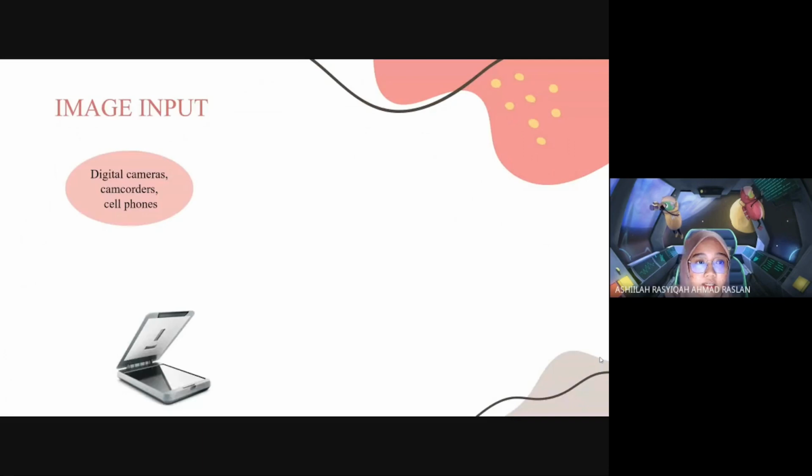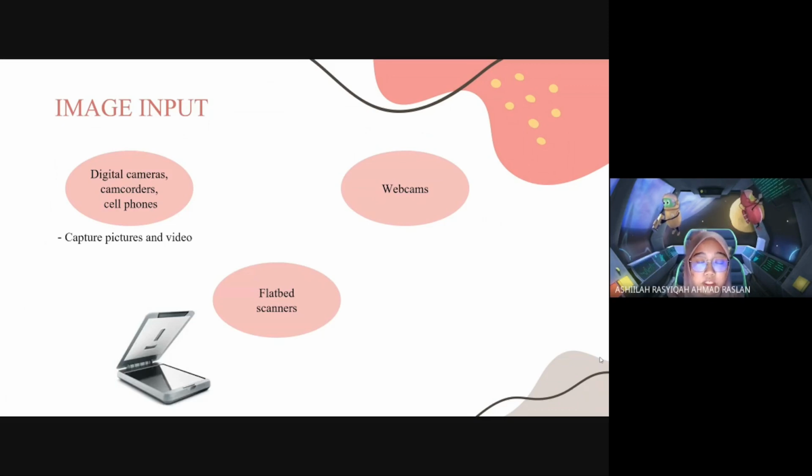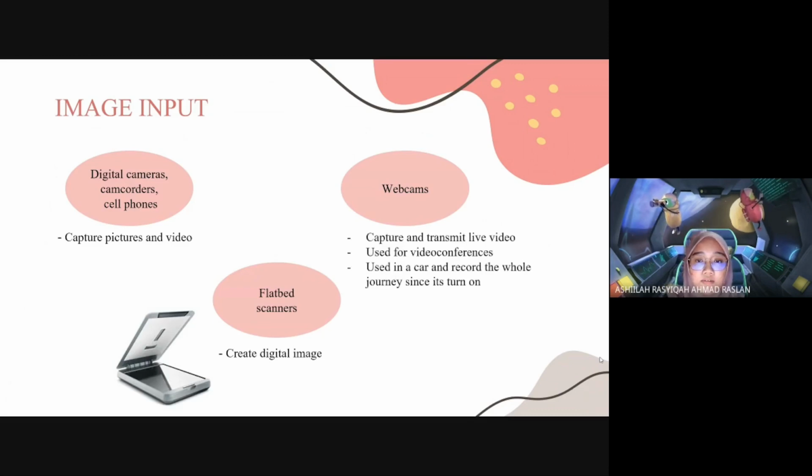Image input. It has types of image input, which are digital cameras, camcorders, cell phones, flatbed scanners, and webcams. Digital cameras, camcorders, and cell phones capture pictures and video. Flatbed scanners create digital images. A webcam captures and transmits live video, used for video conferences, and used in a car to record the whole journey since it turns on.